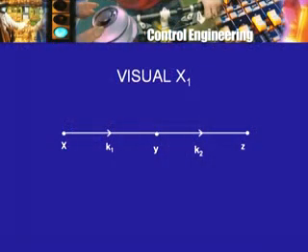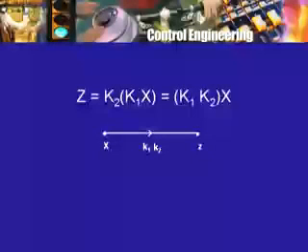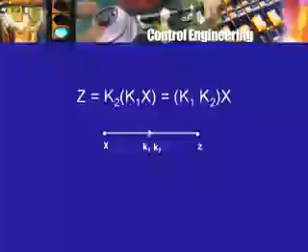Now, it is easy to eliminate it, because even a high school student can do that. y equal to k1x, z equal to k2y. So, substituting for y in z equal to k2y, we will get z equal to k1 k2 into x. So, here is a simple transformation rule for signal flow graphs.